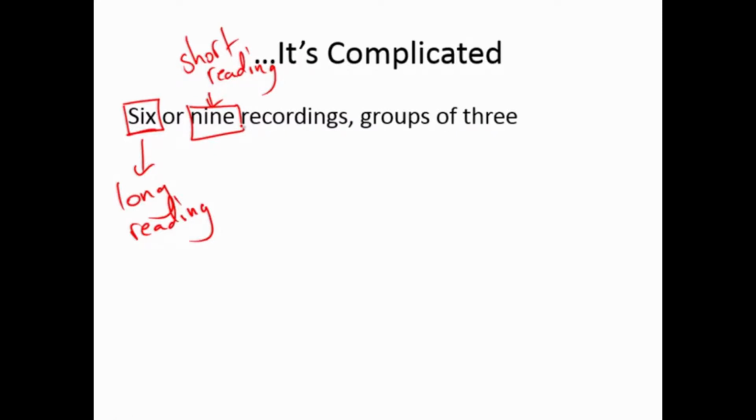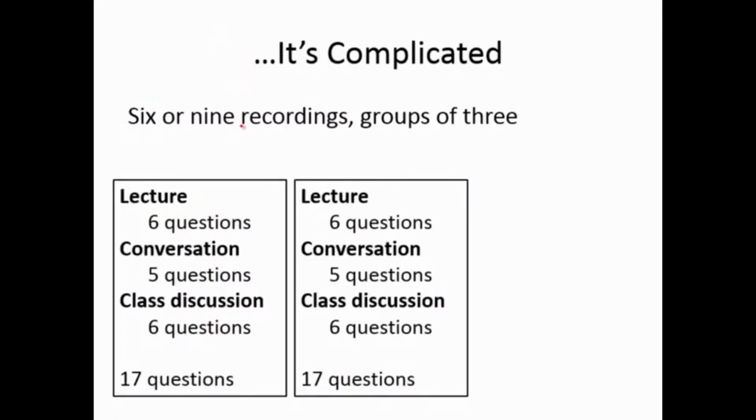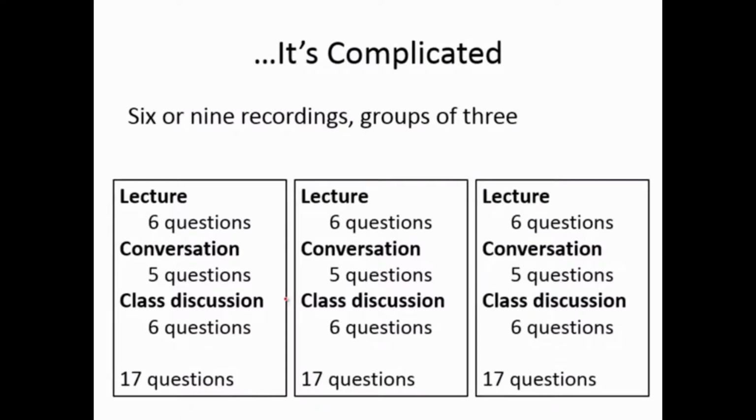That's important because the timer depends on this. So you could have a group of 3, like a lecture, conversation, and discussion. And when you finish these 3 recordings, you move on to another group of 3 with a lecture, conversation, and classroom discussion. And then you could get one more set on a long listening section.